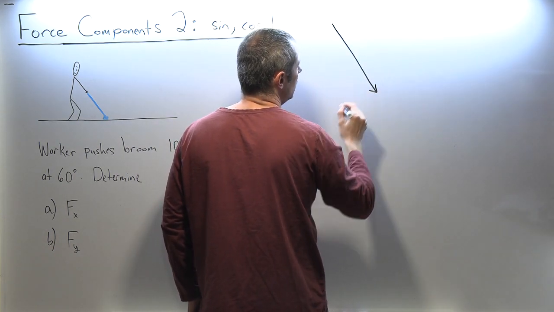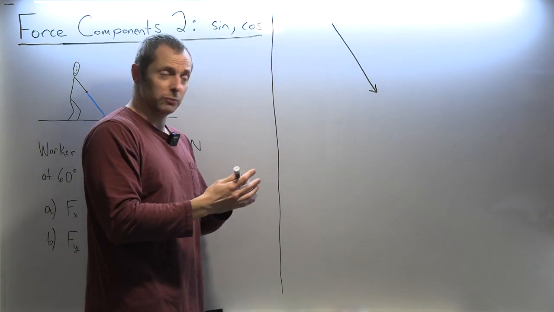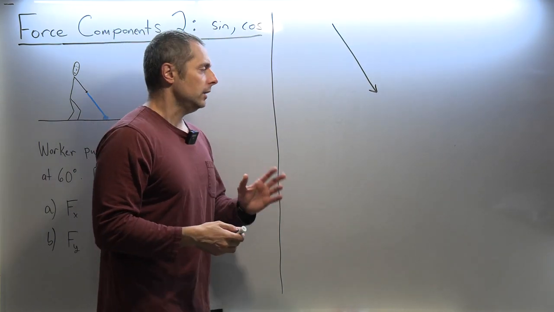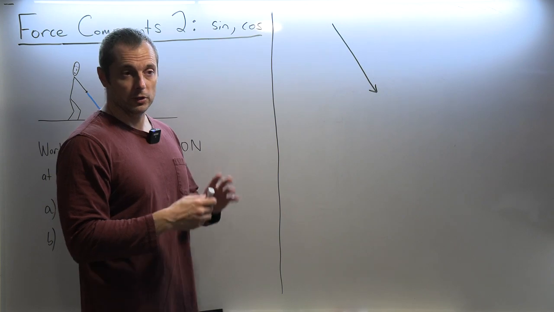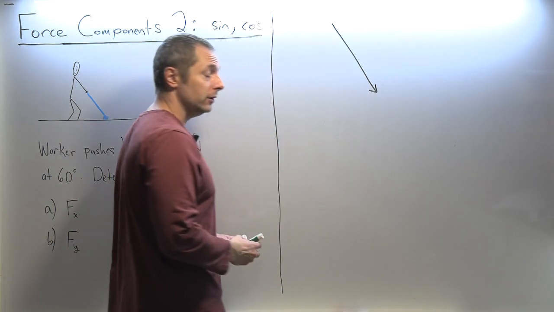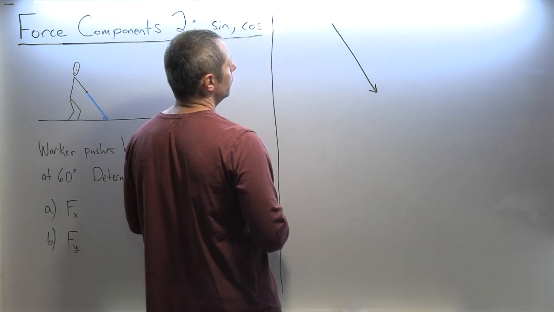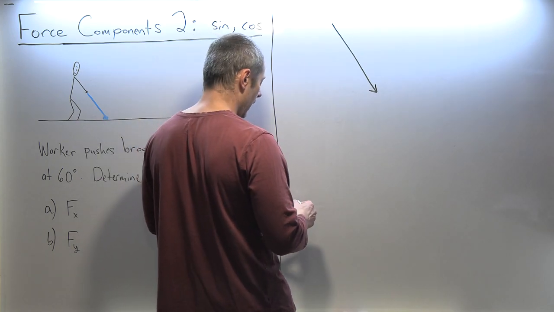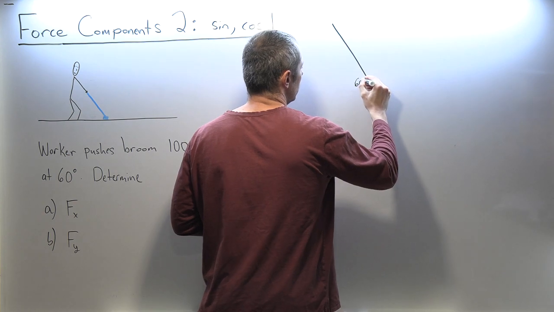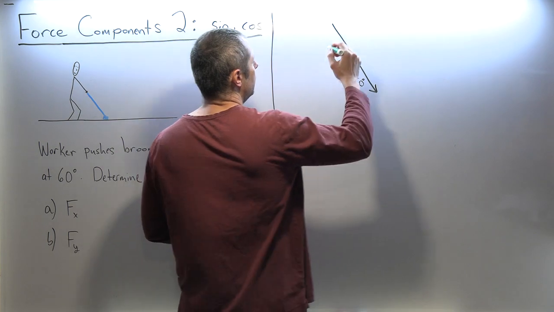How long should you draw it? Well, long enough so your diagram's not too crammed. But the length specifically doesn't matter, because we're not going to get the component magnitudes or lengths from the drawing aspect of the problem. So next what we do is we turn this into a right triangle. This, of course, being a 60-degree angle here, 60 degrees to the horizontal. And then we draw in our force components.